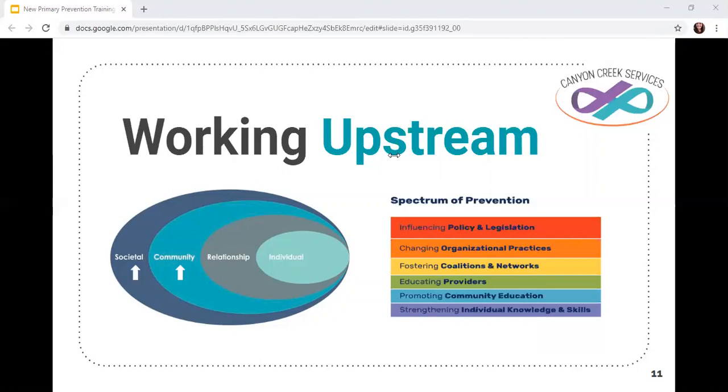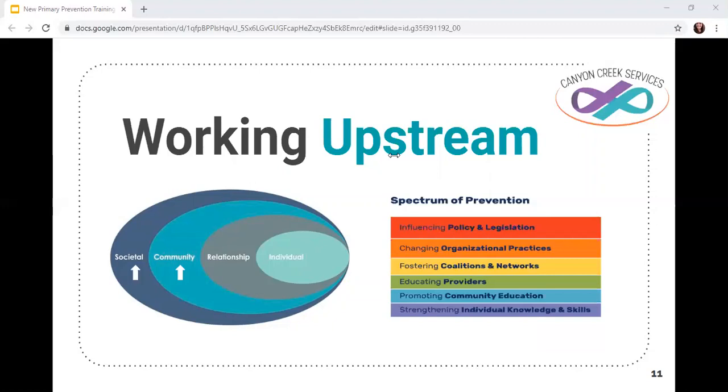Prevention is a relatively new field, and most prevention that has already happened has been at the individual and the relationship level. For meaningful change to happen, prevention needs to engage with every level of the social ecological model as well as the spectrum of prevention in order to maximize impact and effectiveness.